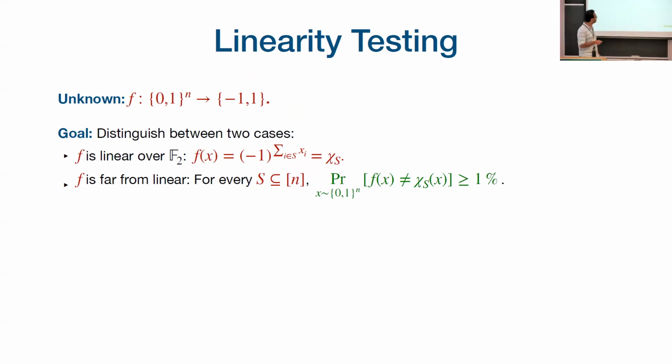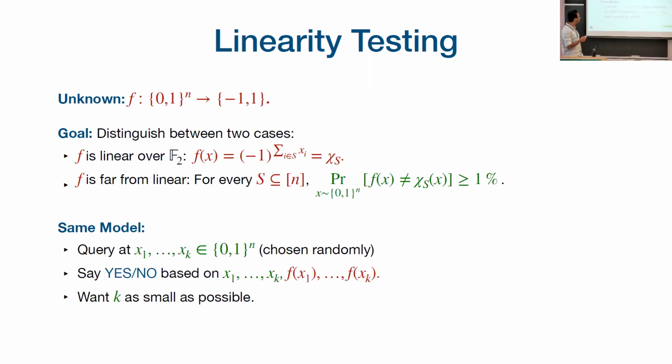And what does far mean? So far means that for every linear function chi_S, the number of points on which f and chi_S disagree is at least 1% of all the 2^n points. So the way I'll write it is that the probability over the uniform distribution that f(x) is not equal to chi_S(x) is at least 1%. Okay, and the model is the same. You choose some k queries in the hypercube randomly, and you say yes or no based on these values, x1 up till xk and f(x1) up till f(xk).